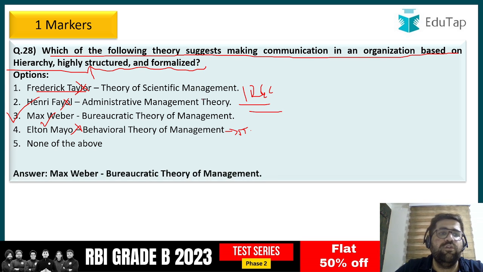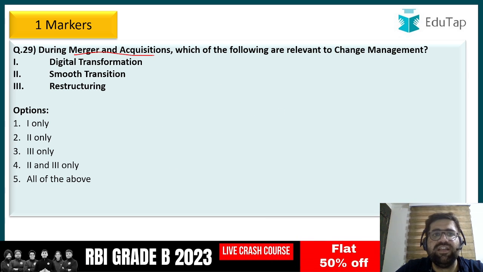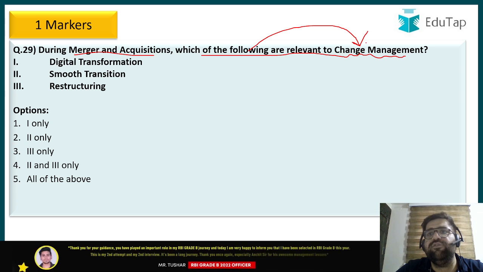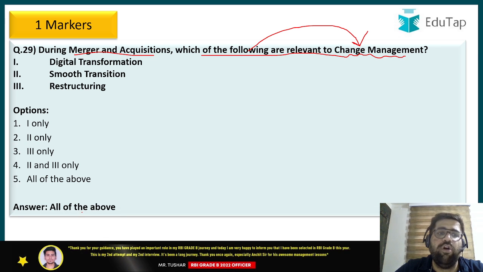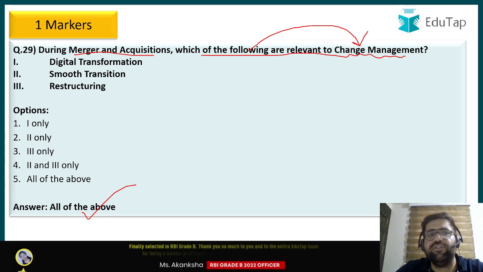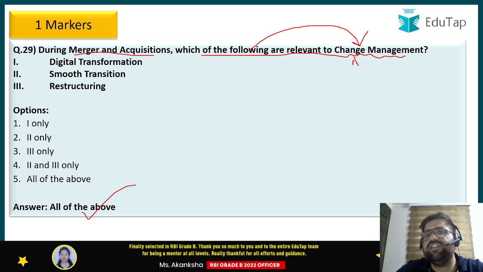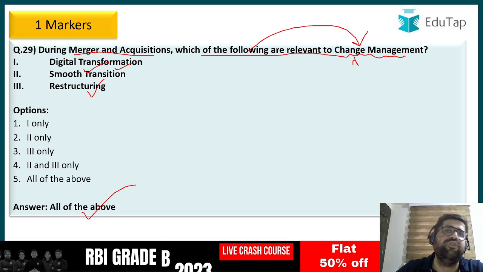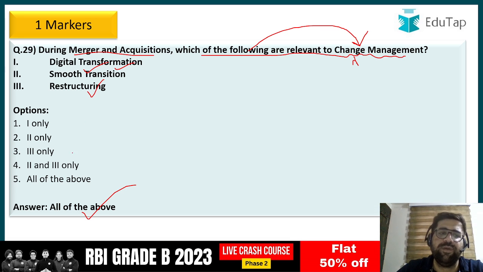Question number 29. During mergers and acquisitions, which of the following is relevant to change management? Your answer will be all of the above. Now, this is a kind of literature-based question. People coming from 11th and 12th can also do it because they know what change management is. In change management, you will try to fulfill smooth transitions. You will try to have digital transformation so that you are moving from traditional to modern technologies. You will also have to restructure certain reporting relationships in your company. Therefore, the answer will be all of the above.